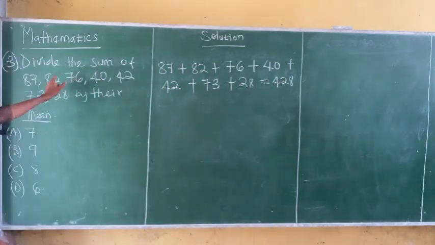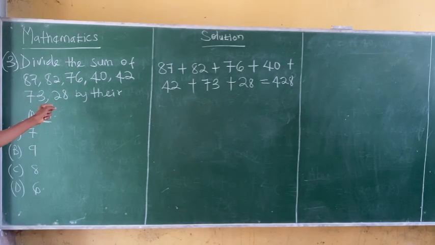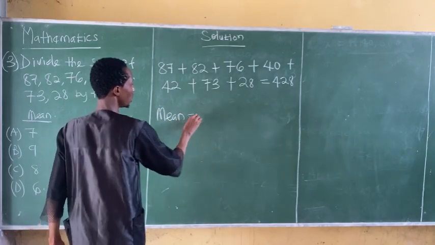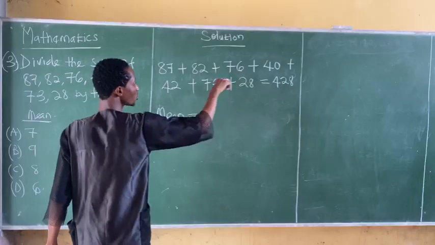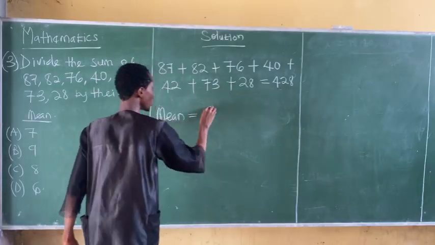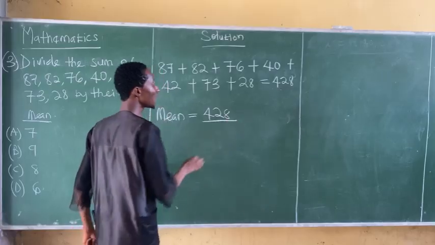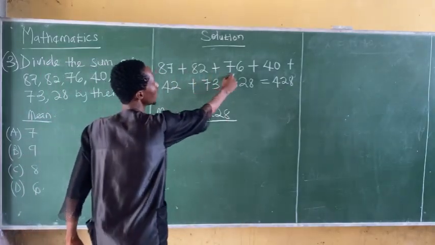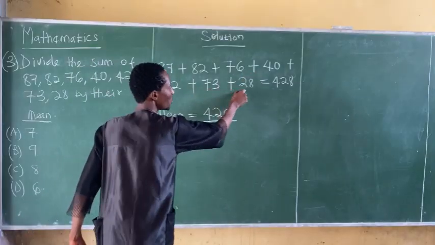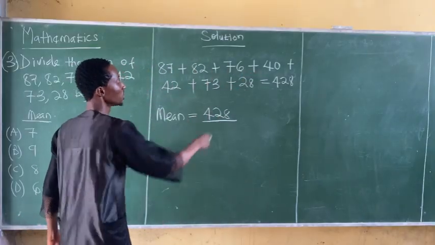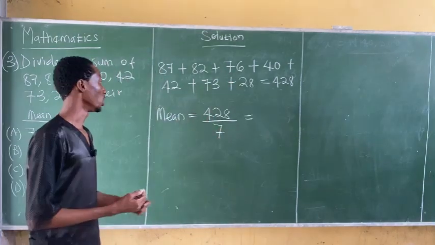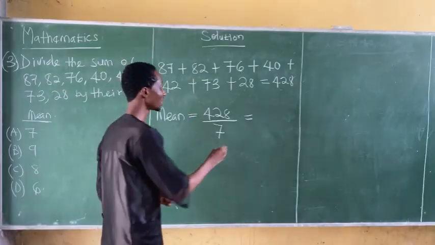Yes, that's the sum of these values. Now it says divide it by their what? By their mean. Mean is equal to the sum of the total values, which is 428, divided by the total number of terms, which is 1, 2, 3, 4, 5, 6, 7. We have 7 values here. So you say the sum of these values divided by the number of values, which is 7. If you punch this in, it's going to give you what?